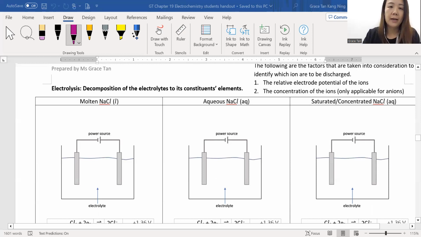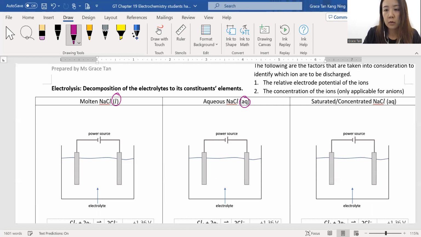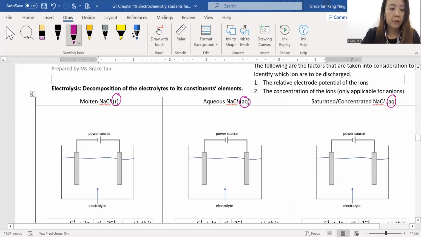Now, without further ado, we're going to go into the first one, molten NaCl. There are three types of electrolyte: the molten, under the liquid state symbol; the aqueous, AQ; and the third example here is the saturated or concentrated version. Now, this will be a simple template, or a simple drawing, of how the electrolytic tank will look.